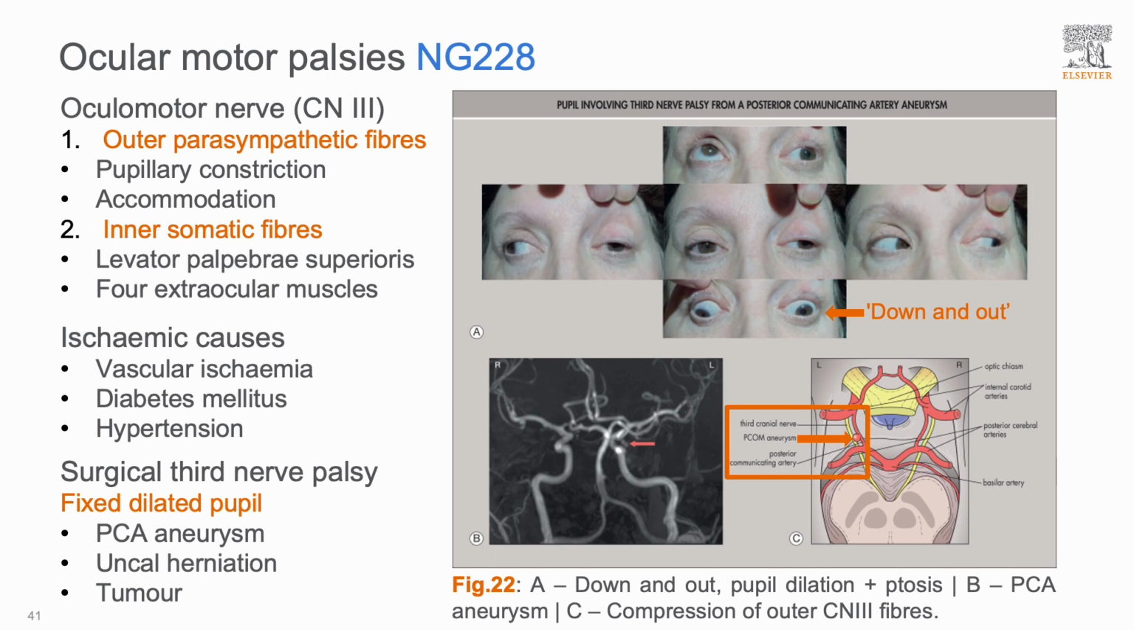In contrast, an ischemic third nerve palsy, commonly attributed to diabetes mellitus or hypertensive microangiopathy, affects the vasa vasorum supplying the nerve's inner fibres, while sparing the superficial pupillomotor fibres, resulting in a pupil-sparing third nerve palsy.